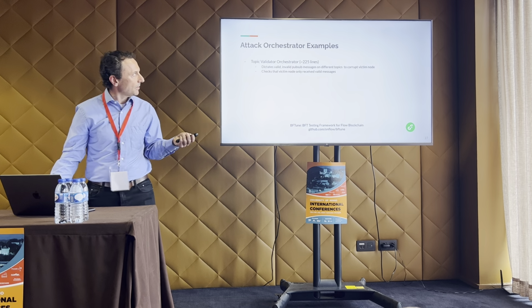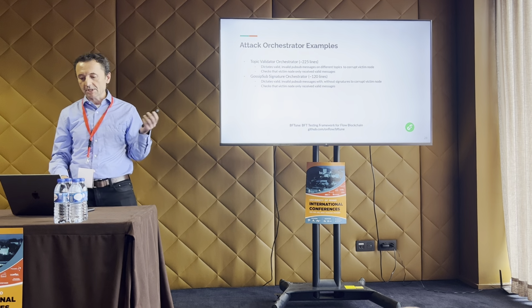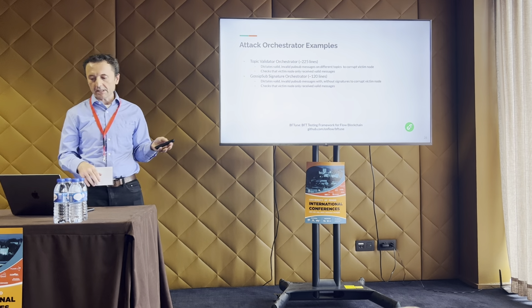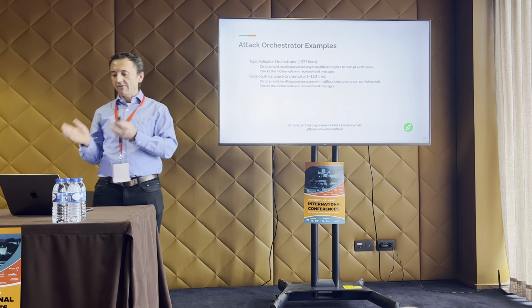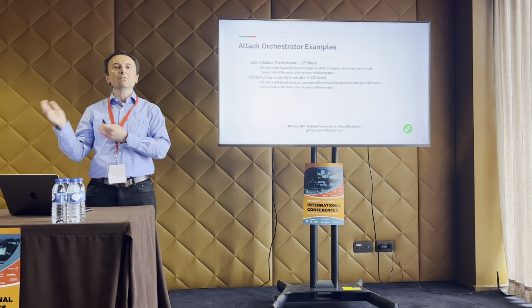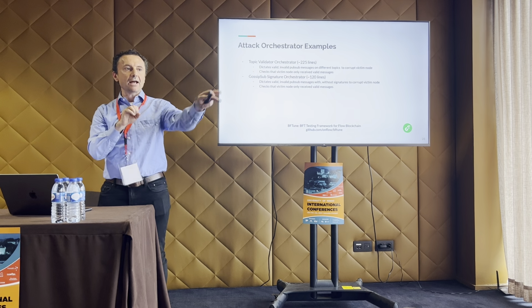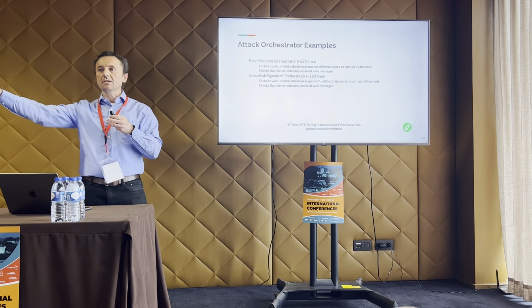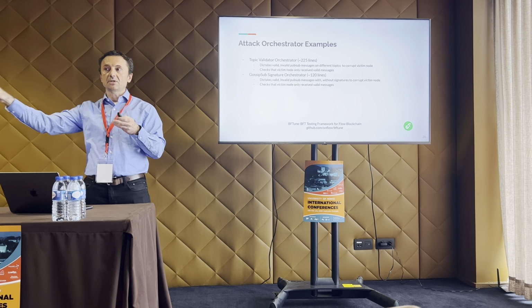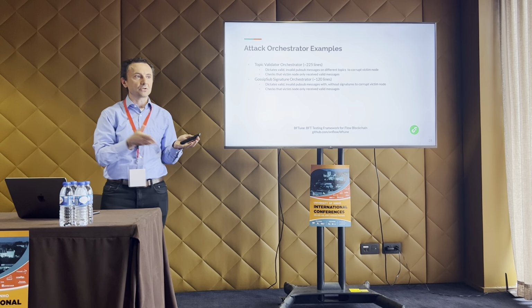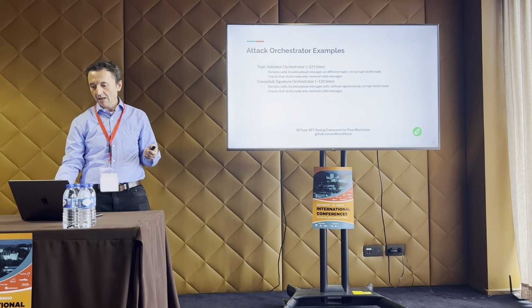There's another example. I'm going to try to go through these quickly. There's a gossipsub signature orchestrator in about 120 lines. It dictates valid and invalid pub sub messages with and without signatures. It sends these messages and then checks that the victim only got the valid messages. And that proves that the invalid messages are not getting sent through.